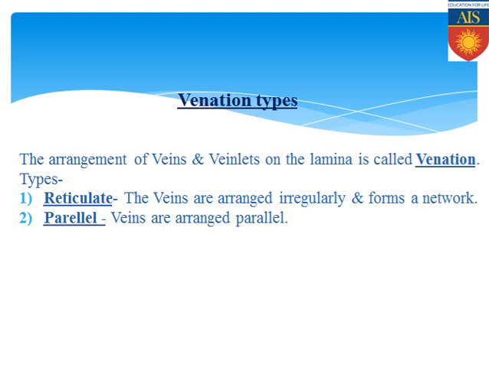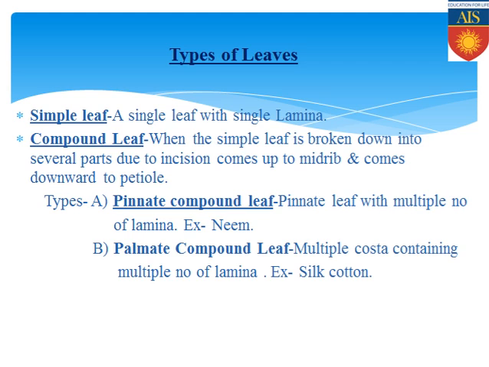Coming to the next slide, where the venation types, whatever I have just told in this classification, are only mentioned: reticulate and parallel. Reticulate venation means the veins and veinlets are arranged in such a manner that they form a mesh-like network, and parallel venation is the kind of venation where the veins or veinlets are arranged parallel to each other. Always the distance between veins or veinlets is equal, constant. That's why it is a parallel venation.